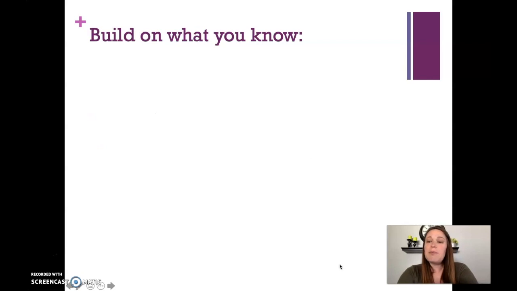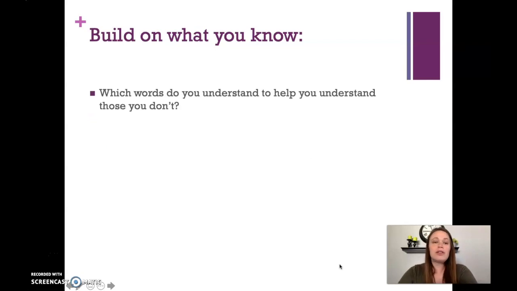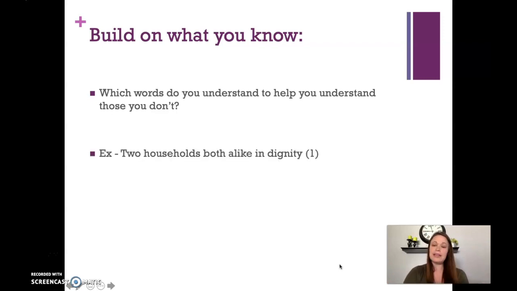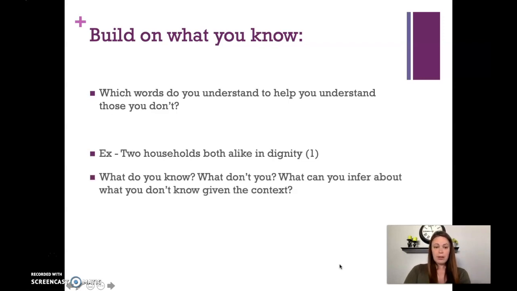Okay, so the next one, build on what you know. Okay, so which words do you understand that will help you understand those which you don't? Using context clues and the rest of the sentence can be helpful too. Two households, both alike in dignity. That is one of the lines from the prologue as well. What words do you know? You know the word two. Okay, that means literally two. Households, that would be two families. Both alike. Okay, they're very similar.